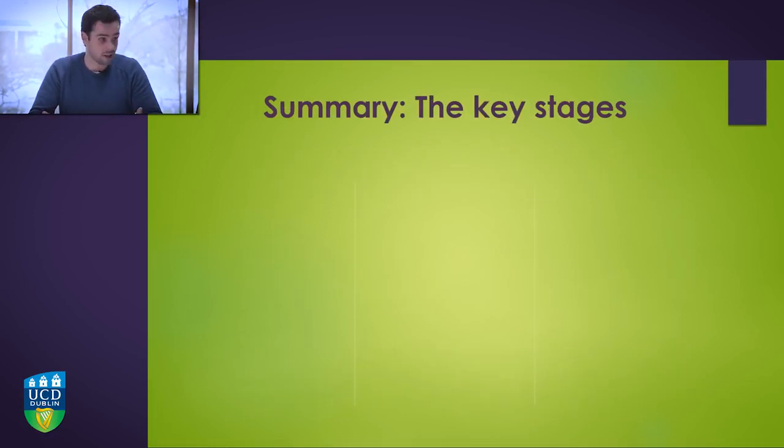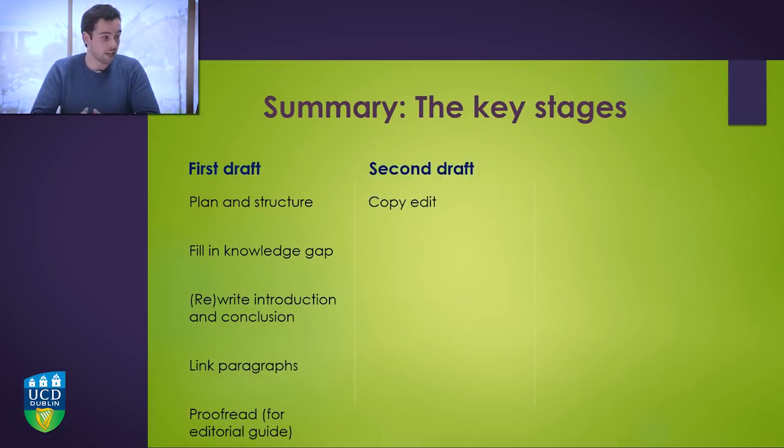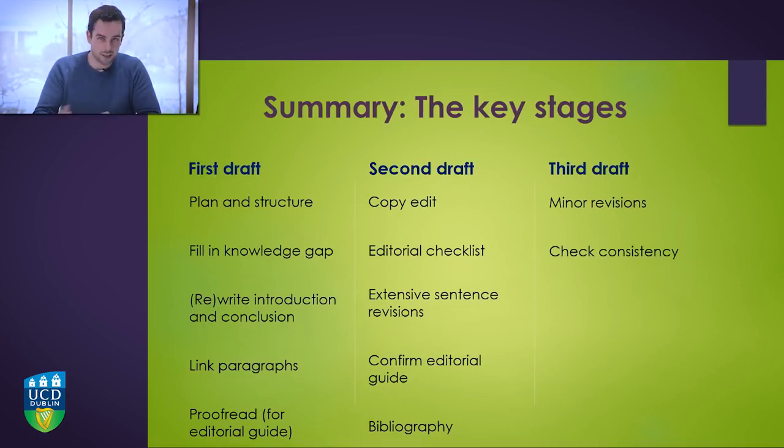So, to summarize the key stages, in your first draft, you plan and structure, fill in the knowledge gap, rewrite your introduction and conclusion, you link your paragraphs, and you proofread. In the second draft, you copy edit, do your editorial checklist, make sure you revise your sentences, confirm your editorial guide, and have a look at your bibliography. And then the third draft, it should be just minor revisions, make sure you're checking the consistency of the overall essay, and then a final proofread and bibliography check.